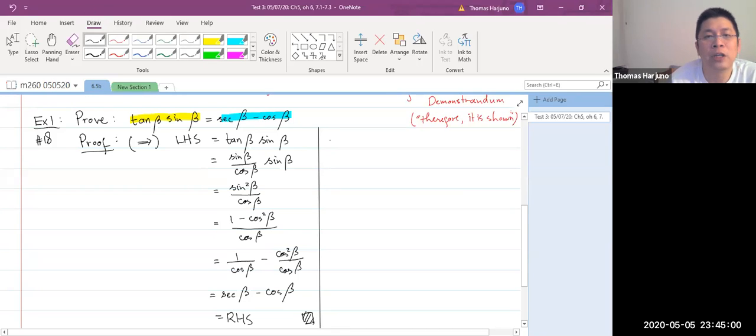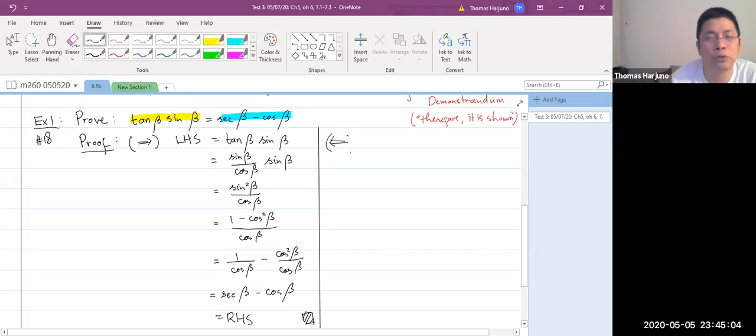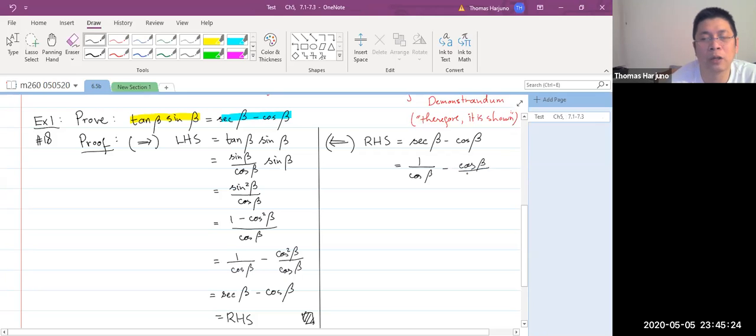Now, using this example, I will also prove the other direction. I want to show you that this identity can possibly be proven from one side to the other side. So secant beta minus cosine beta. Secant is 1 over cosine beta. Cosine beta, make it over 1 here. And then I do the LCD, is it right?